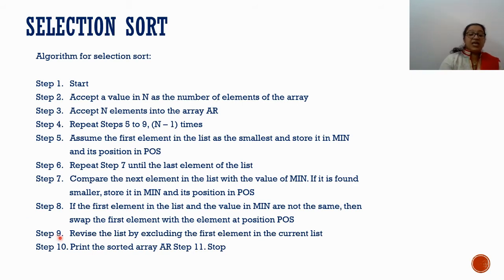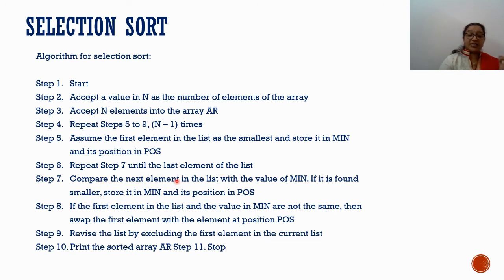Then in step 9, revise the list. Again we want to do the same process because we got only one smallest element and that is in the first position. Only one element is sorted now. The second element onwards we want to do it again because those are unsorted. So revise the list by excluding the first element in the current list. Now we want to do it with the second element onwards. So assume the second element in the list as the smallest and store it in min and its position in POS. And repeat step 7 until the last element of the list.